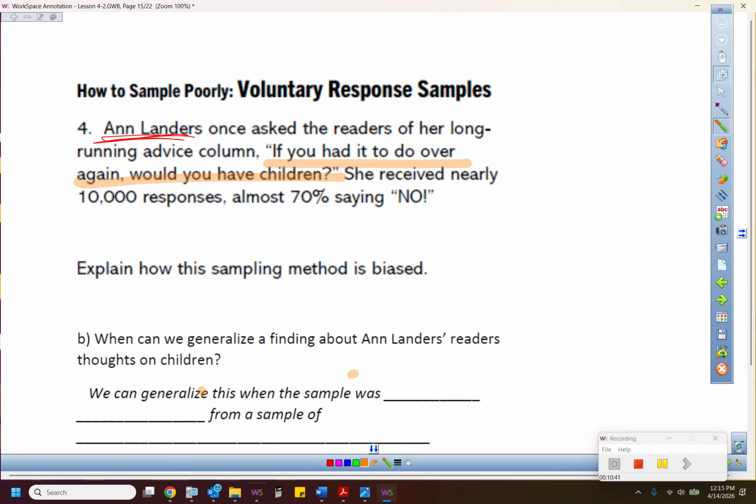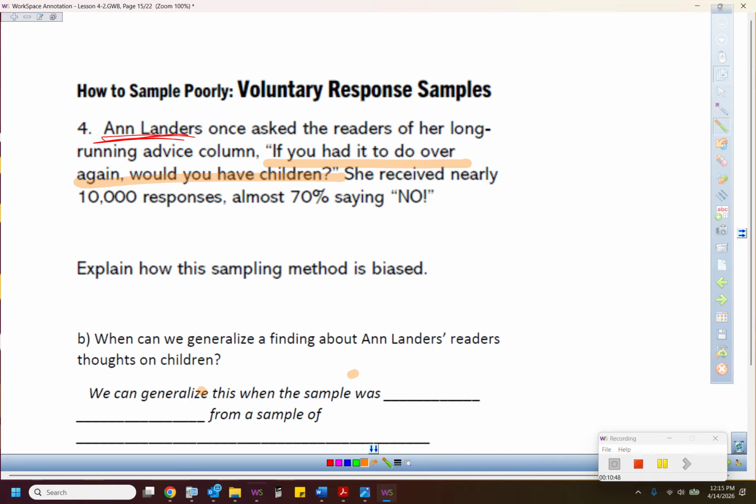Hey, if you could do your life all over again, would you have children? Here's what she got back from that survey. Almost 10,000 responses, and 70% of those responses said, no way, wouldn't do it. Why is that biased? Was everyone forced to reply, or did they choose to reply to this survey? What do you think? They chose. Guess why they chose? Because they had a strong opinion. Are you with me?